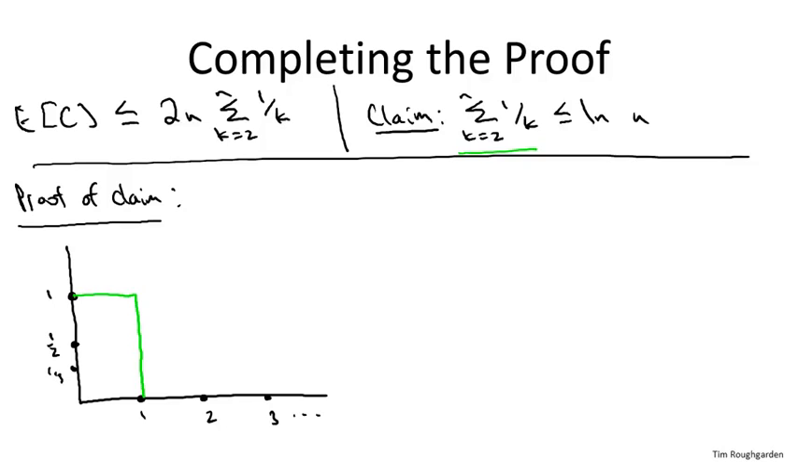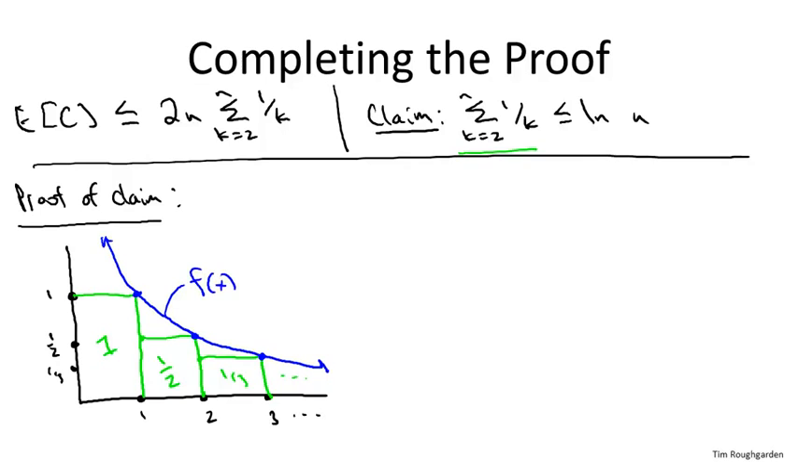So the area of this guy is 1, the area of this guy is 1/2, the area of this guy is 1/3, and so on. And now I'm going to overlay on this picture the graph of the continuous function f of x equals 1 over x. So notice that it is going to go through these three points. It's going to kiss all of these rectangles on their upper right corners.